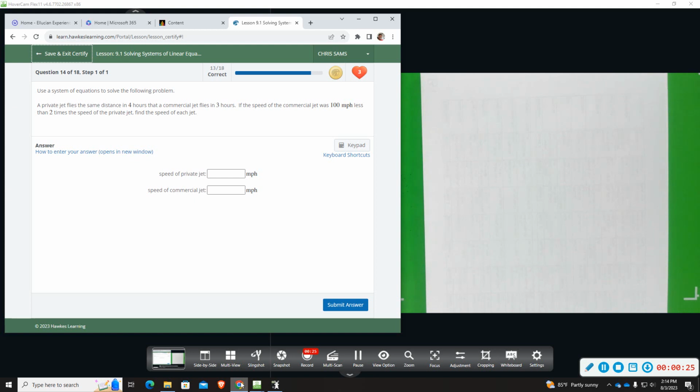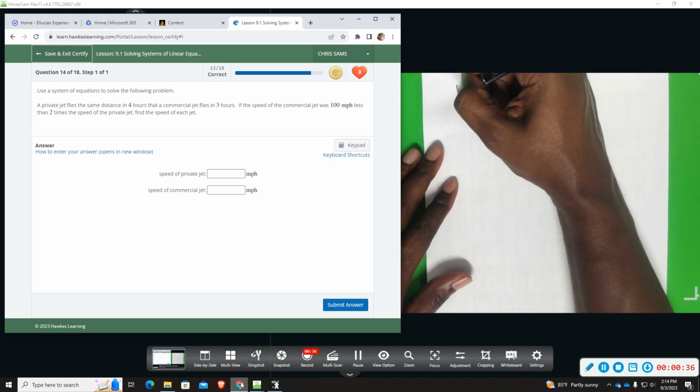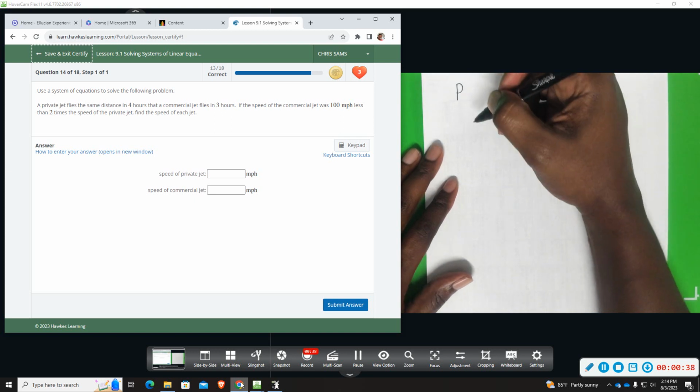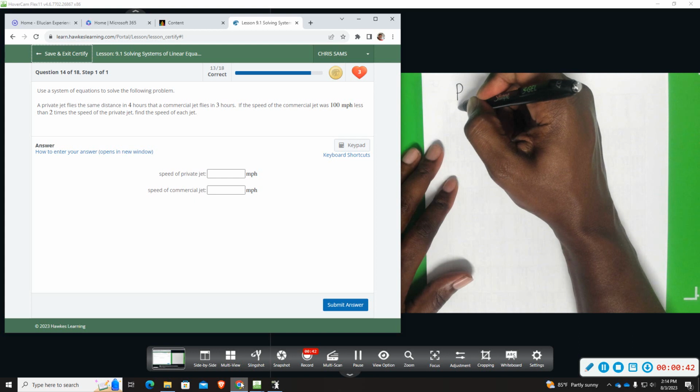So what we need here again is two equations. We're going to label one of them P. I'm going to let P be the speed of the private jet, and I'm going to let S be the speed of the commercial jet.